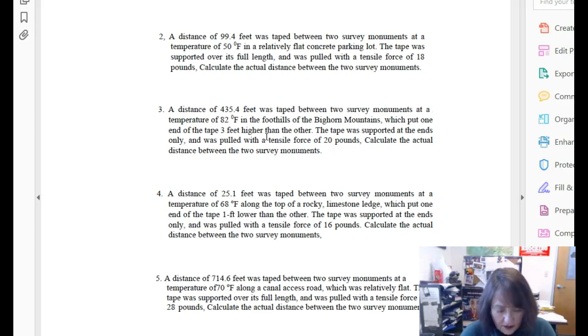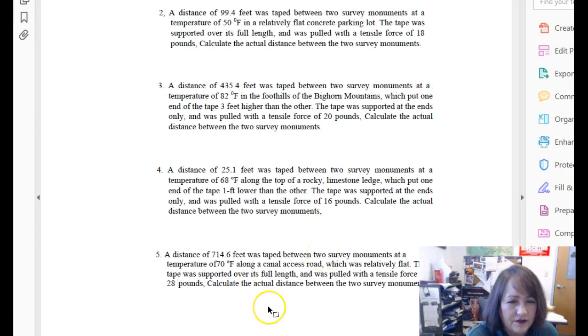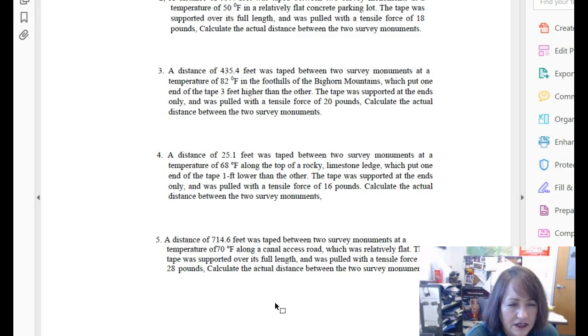Number 4, I'm just going to go through this, I'm not going to write these ones down, 4 and 5. A distance of 25.1 feet was taped between 2 survey monuments, temperature 68. That's the standardization temperature, so there's no temperature correction. It puts one end of the tape 1 foot lower than the other, so there is a slope correction. The tape was supported at ends only, so there's a sag correction. Pulled with a tensile force of 16 pounds, so there's a pull correction. So there are 3 corrections on number 4.